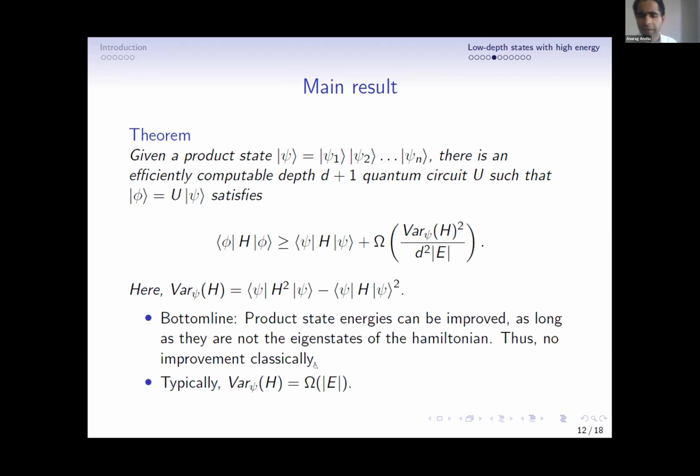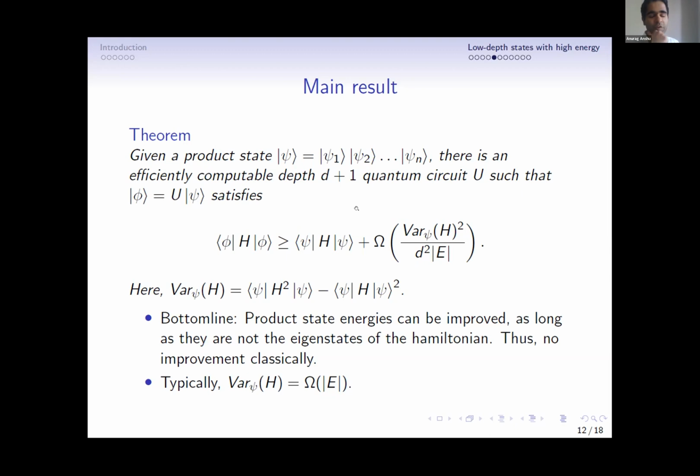So let me say a few remarks about this. Typically, if you have a quantum Hamiltonian, the variance of a product state scales as the number of edges, E. So this number over here is E squared over E, so it scales proportional to E. So you actually achieve an extensive improvement. Your energy per edge increases, as you would expect, so your approximation ratio also increases.